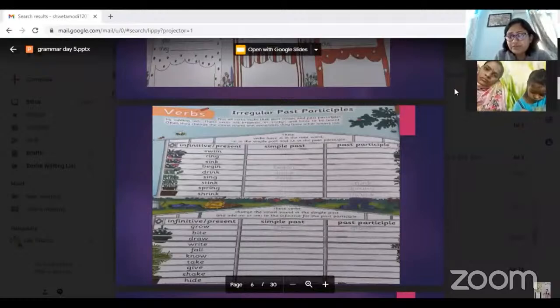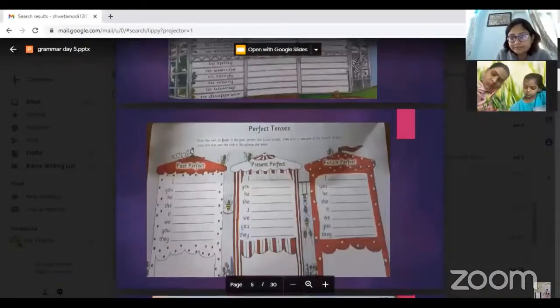Infinitive is when we use to swim, to ring, to sink. We have done infinitive. Now, in the simple past, we use the second form of the verb, and in the past participle, we use the third form of the verb. So, swim, swam, swum; ring, rang, rung; begin, began, begun; drink, drank, drunk; sing, sang, sung. Got it? So, infinitive is the present. We use the second form in the simple past and we use the third form in the past participle.